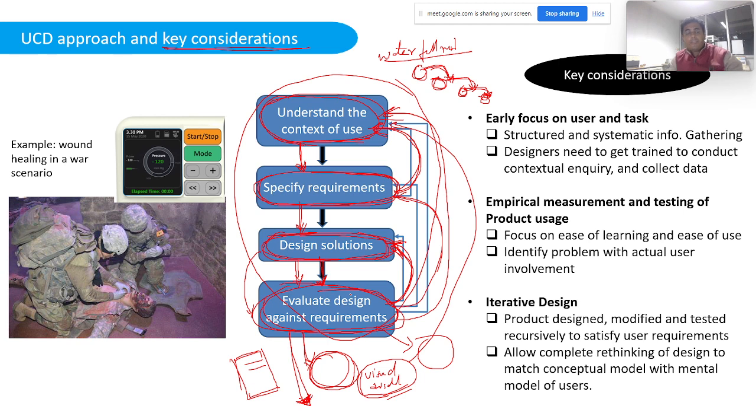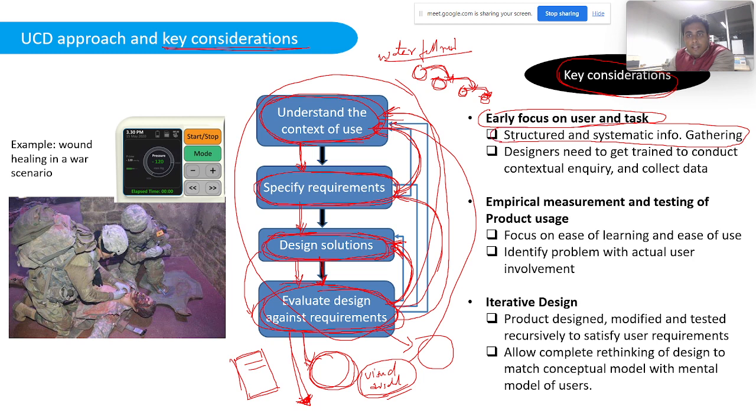So basically the user-centric design process is a very systematic process. Here are some key considerations we need to take. The user-centric design process focuses on early understanding of the user and his or her tasks. So the process of gathering information should be structured and systematic in nature.